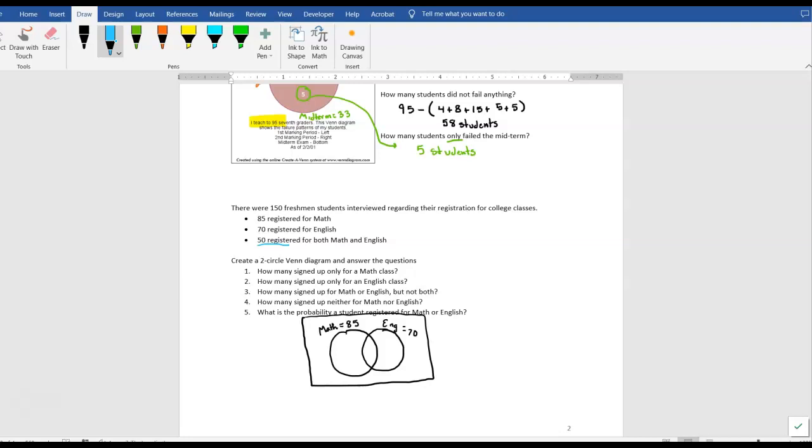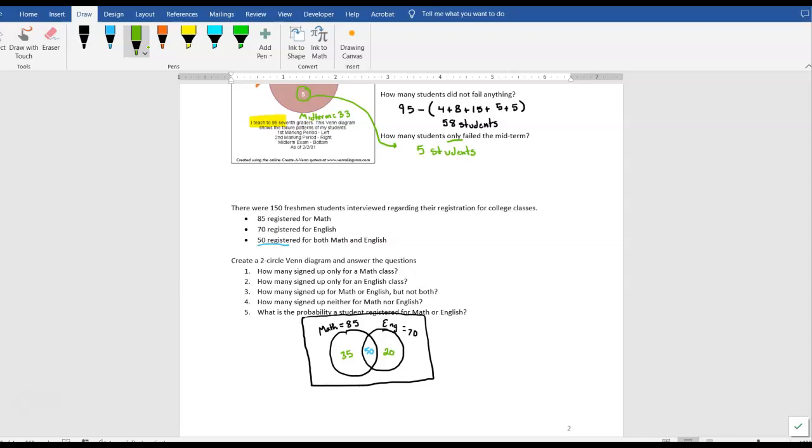Remember I mentioned that we need to work from the inside out. So the innermost is this math and English. So I'm going to start here. Okay, so that's the first thing. Now I know that 85 students are supposed to be in this math circle. And so 85 minus the 50, that means I only have 35 students remaining out here because 35 plus the 50 has to give me the 85. And then for English, I have 70 total students that are supposed to be in this circle. And so I've already accounted for 50 of them. That means I must have 20 here.